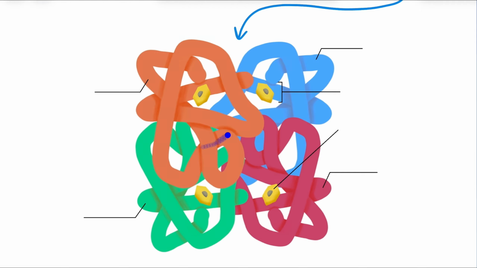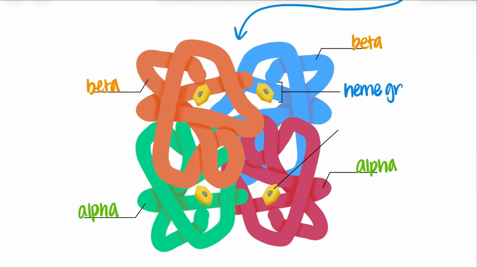Zooming in, we see that there are 4 protein subunits: 2 alpha chains and 2 beta chains. There are also heme groups, which are components containing iron that actually help to hold on to the oxygen, but these will not be our main focus in this video.